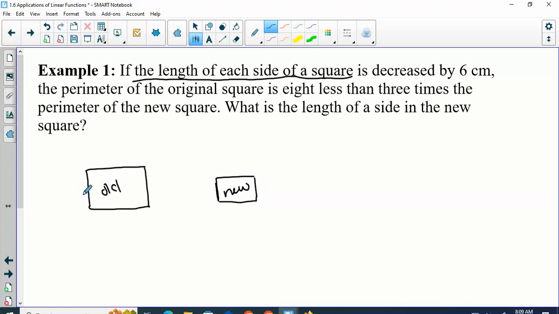Okay, did I tell you how long the sides were in my original square? So what should I do? What could I call this? X. We know it's a square, so we know all the sides are the same. So my old square, I could call those sides X. That's identifying my variable. Now my new square, I don't want to call my sides Y because I don't want multiple variables. But it told us it was decreased by 6. So what does that mean? X minus 6. Okay, so the new one we subtracted.